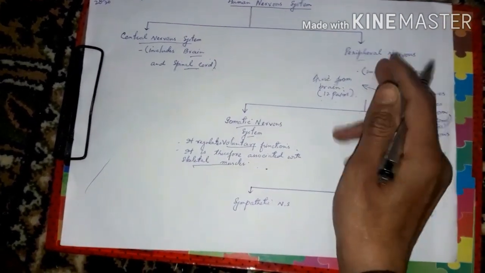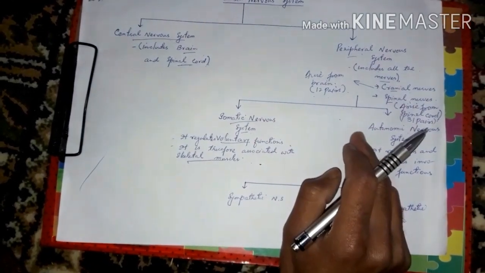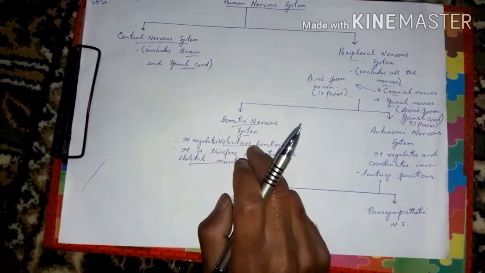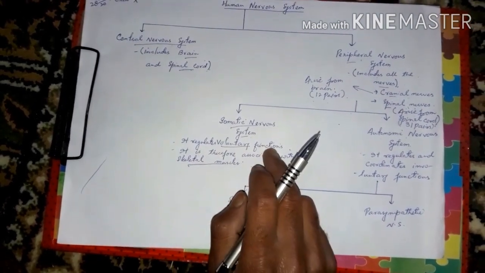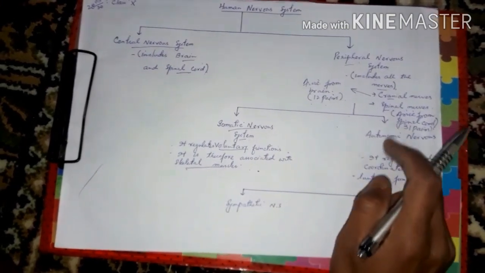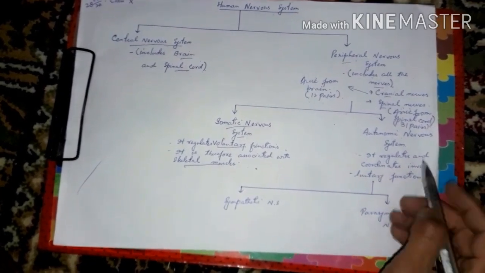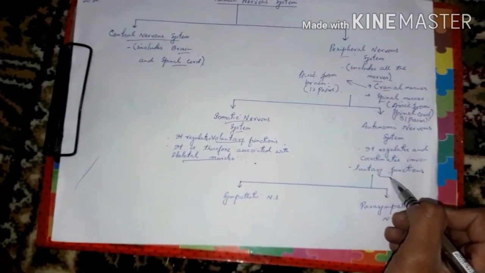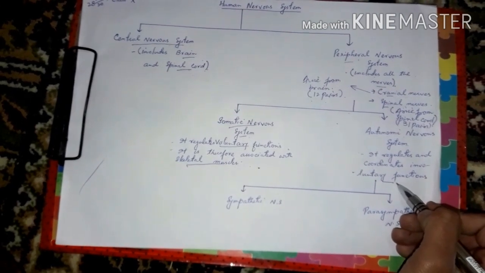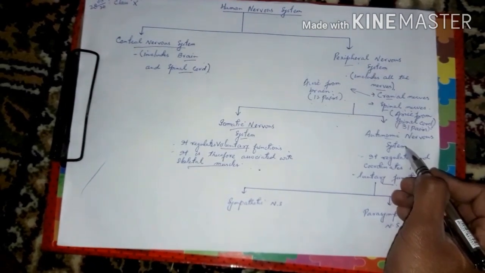I repeat, the peripheral nervous system is divided into two main divisions. The somatic nervous system, which includes all the nerves which regulate the voluntary functions, therefore they are associated with the skeletal muscles. And the autonomic nervous system, which regulates and coordinates involuntary functions like heartbeat and breathing rate. So all the involuntary functions are regulated by the autonomic nervous system. So this is another set of nerves.